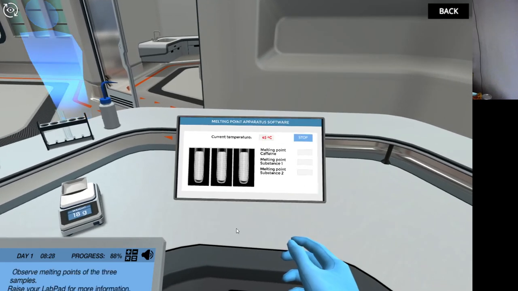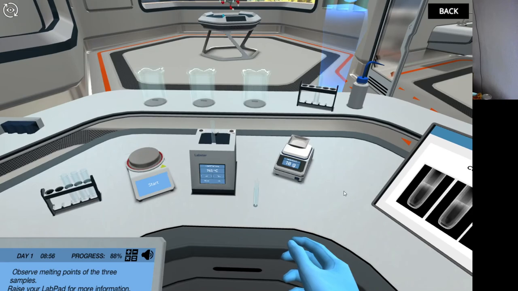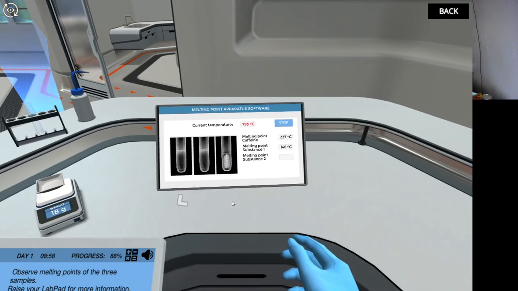Observe melting points of the three samples. Okay. Ooh. That one just didn't melt. What did he put in it? Because we're getting hot. Click on the lab pad for more.